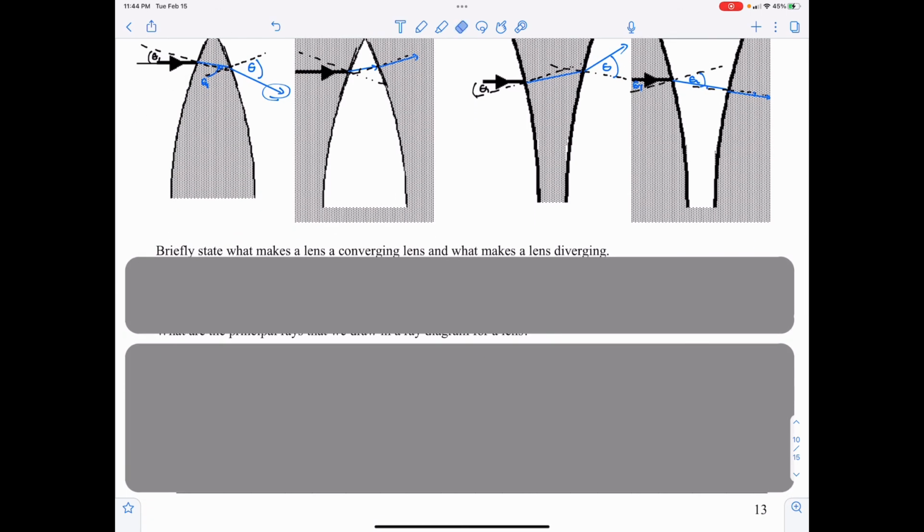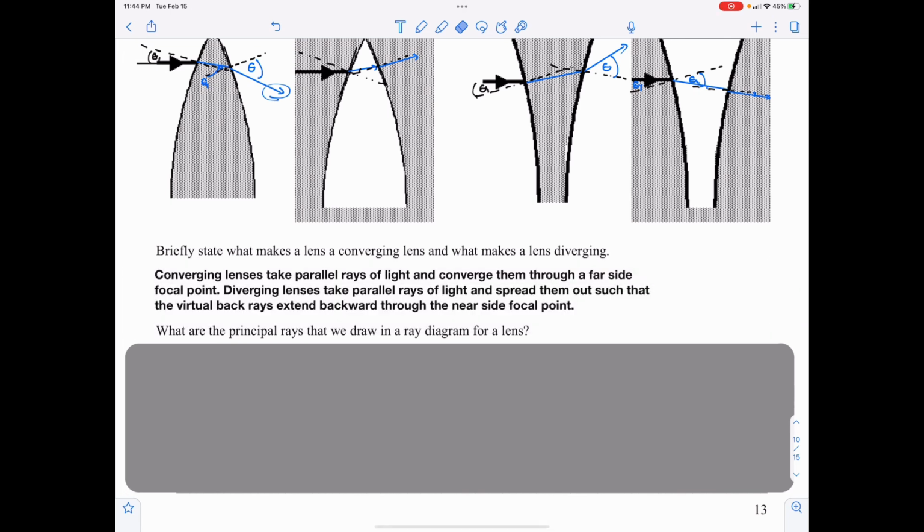Briefly state what makes a converging lens and what makes a diverging lens. Well, converging lenses take parallel rays of light and converge them through a far side focal point. Diverging lenses take parallel rays of light and spread them out such that virtual rays, back rays, extend backward through a near side focal point.